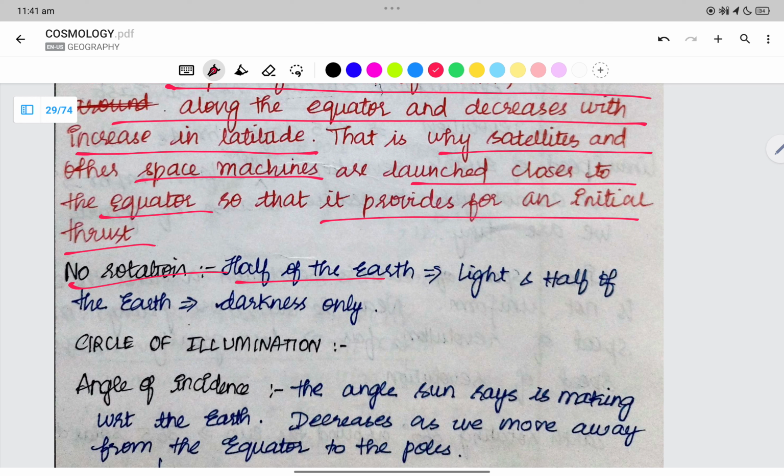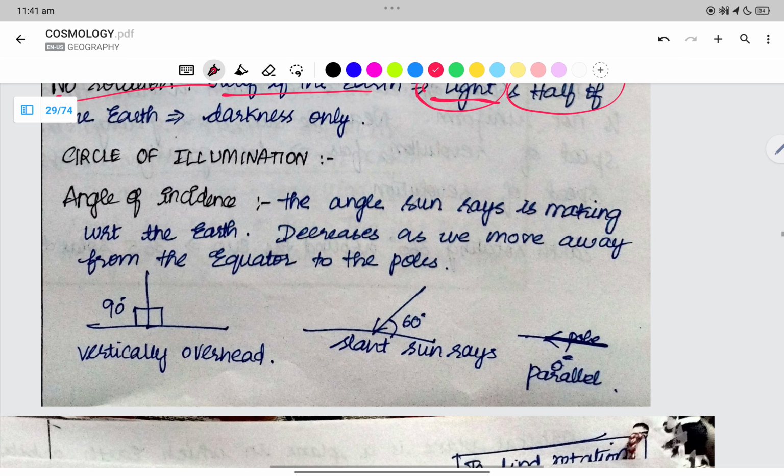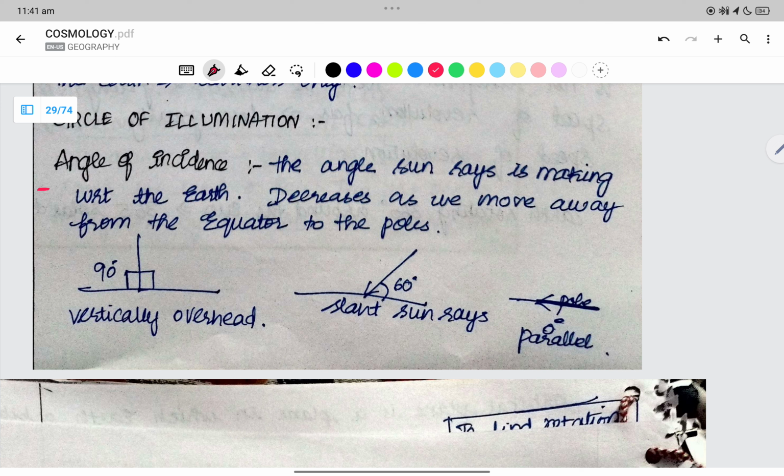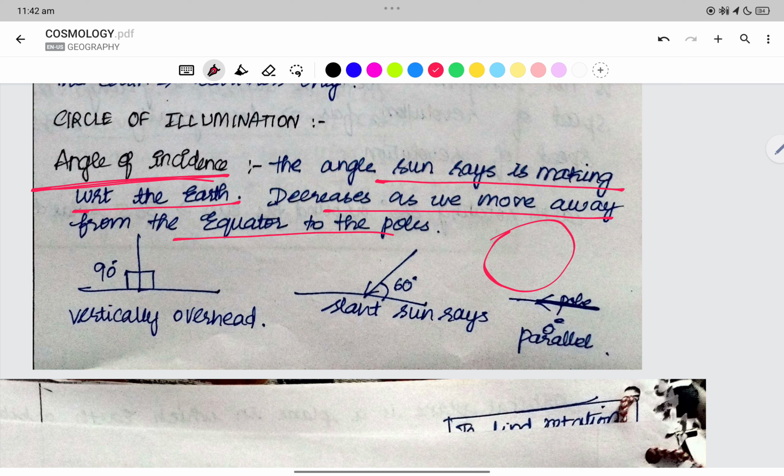If there is no rotation, half of the earth will have entire light and half of the earth will have entire darkness. Circle of illumination. We have the angle of incidence. The angle the sun rays are making with respect to earth decreases as we move away from the equator. Here, this is 90 degrees, the angle the sun is making. Here it will be 60 degrees. Here it is maybe 20 degrees, right? At some place it is not even making an angle.